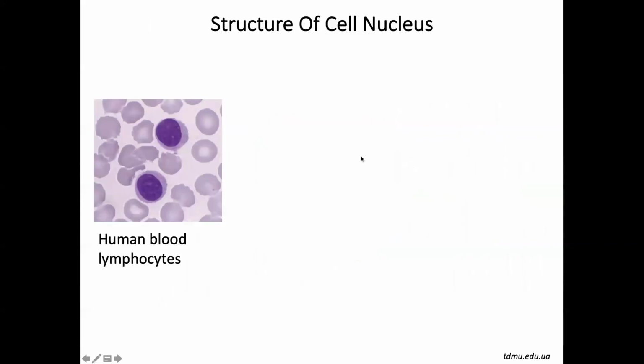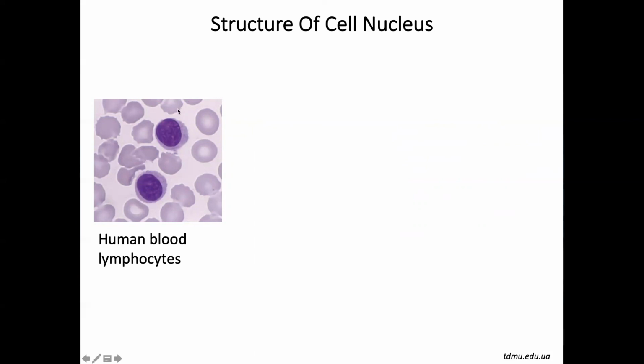I just mentioned that genomic DNA only stays in the nucleus. Now let's take a look at the structure of the cell nucleus, okay? The picture shown here is actually human blood lymphocytes. And you can see those two human blood lymphocytes usually contain a large nucleus, shown in purple here.